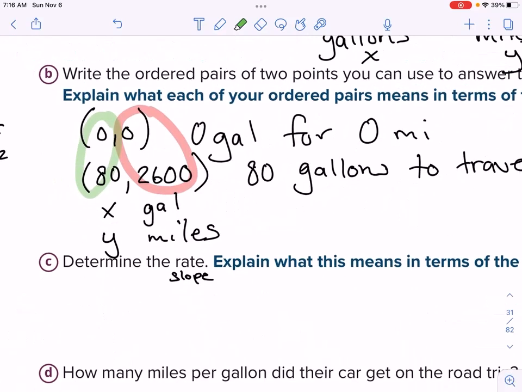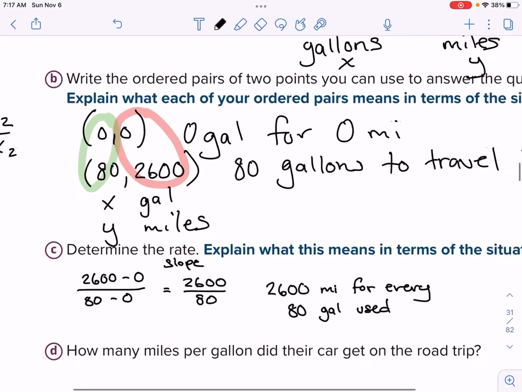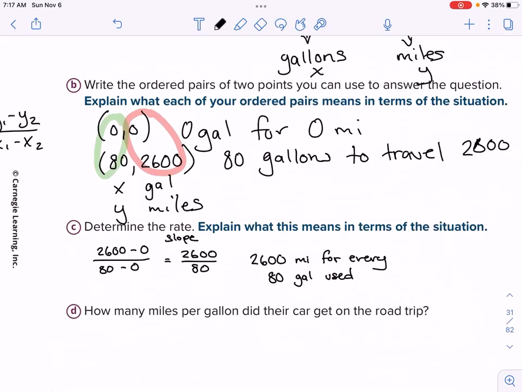I'll go from bottom to top because I think it's easier to do 2,600 minus 0. So the rate is 2,600 minus 0 over 80 minus 0. And this calculation, not too bad. We'll get 2,600 over 80. So let's just write that. What does this represent? This represents exactly what we use, 2,600 miles for every 80 gallons used. And that's considering that we're going at a constant rate, so we'll make that assumption here. So D, how many miles per gallon did their car get on the road trip? So miles per gallon.